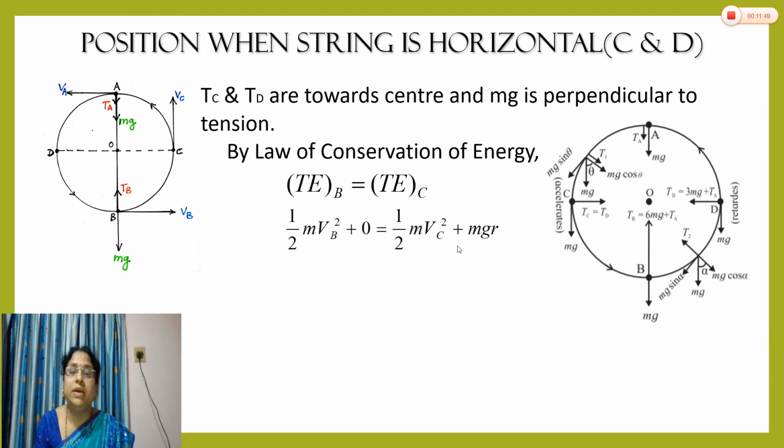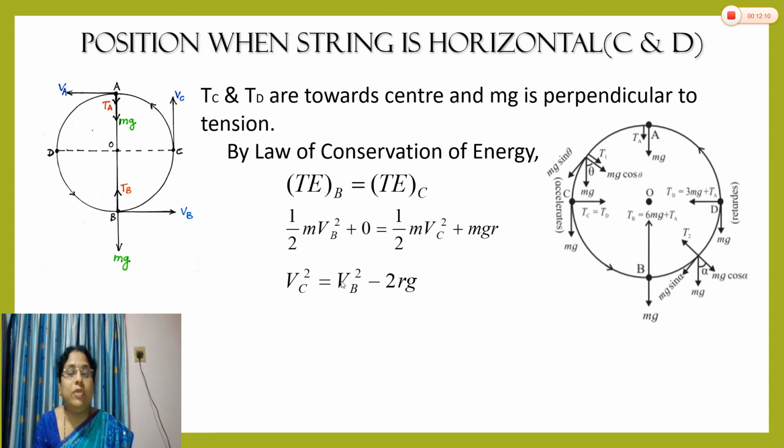So I put here the value mgr, that is the potential energy. Now from this equation, we can calculate the value of Vc. Again m and g get cancelled and we get Vc square is equal to Vb square minus 2Rg. Now we know the value of Vb, that is equal to under root 5 Rg.